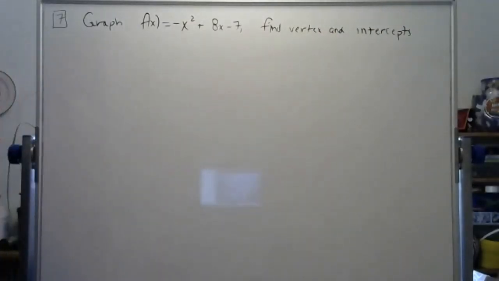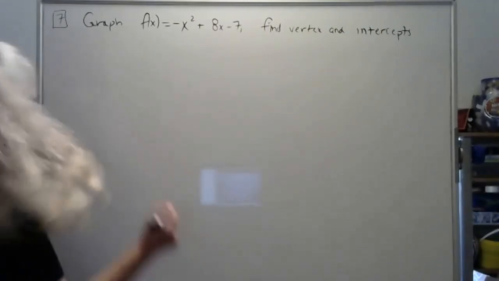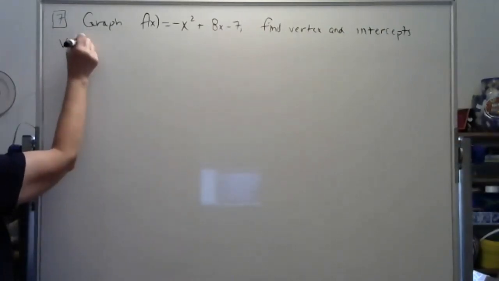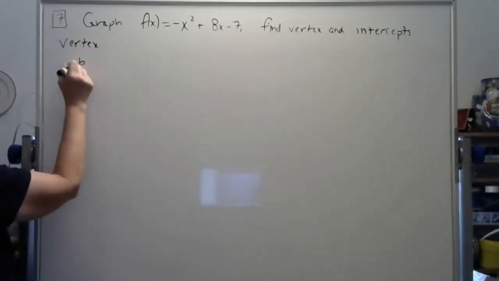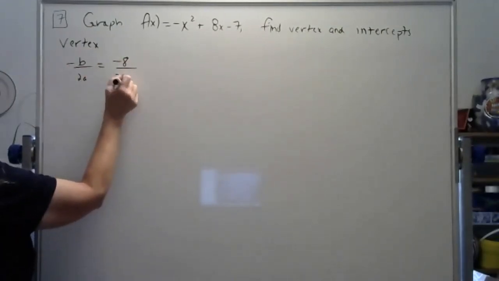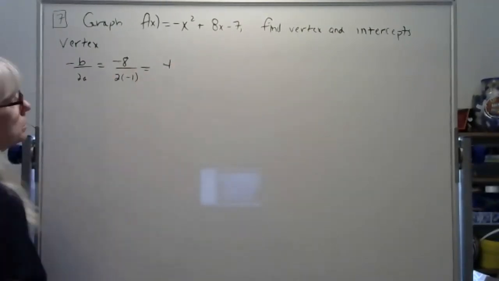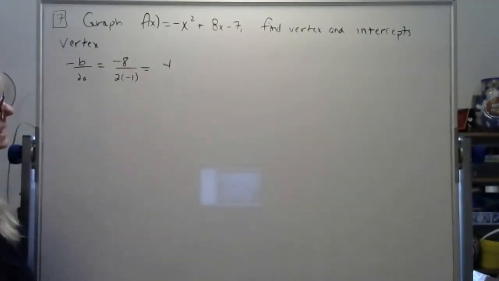Okay, how do I find the vertex? Negative b over 2a. Yep. So that would be a negative 8 all over 2 times a negative 1. That's 8 divided by 2, which is a positive 4. And then what do I do with that?